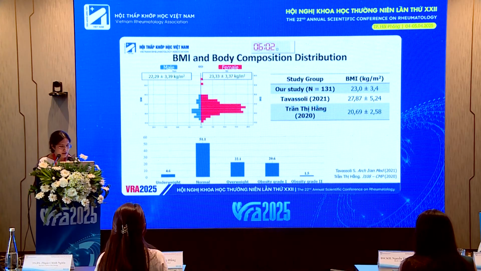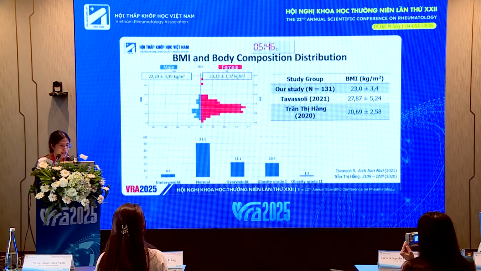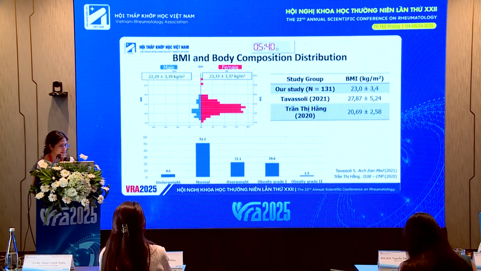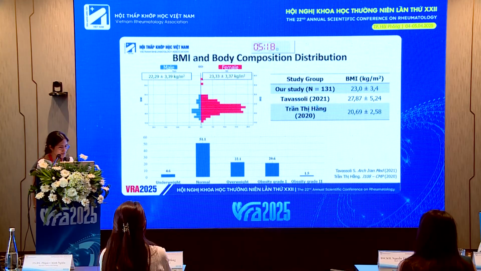And for BMI, in our studies the mean BMI is 23 with a standard deviation of 3.4, which is a little bit lower than the studies of Tavasoli, but higher than the study of Trần Thị Hằng. The distribution of the BMI is shown in the charts, compared between male and female, as we can see here. For the body composition distribution, more than half of our population, 51%, have normal BMI, but most of the other half is overweight or obese, and we have very few patients with underweight.